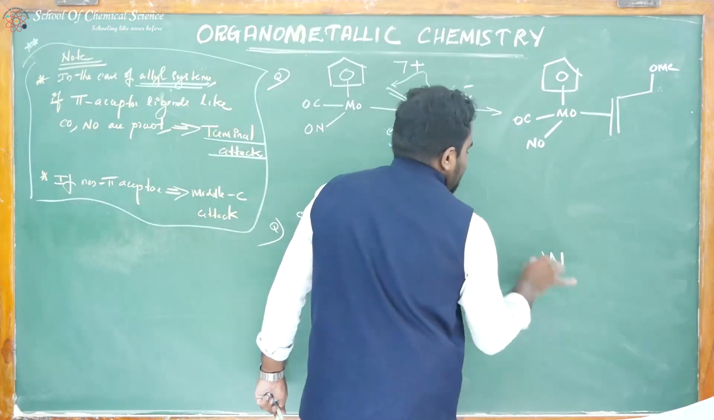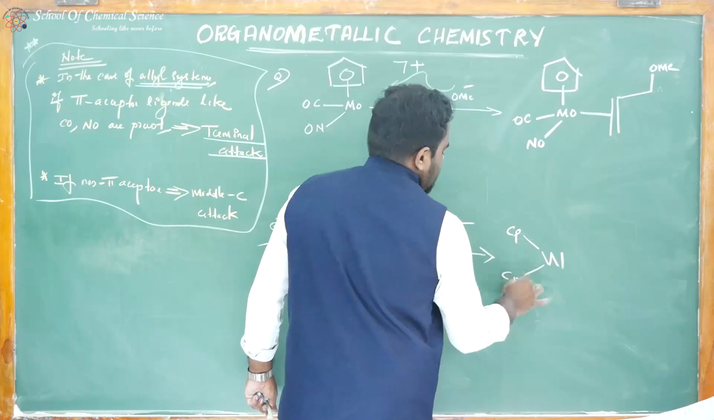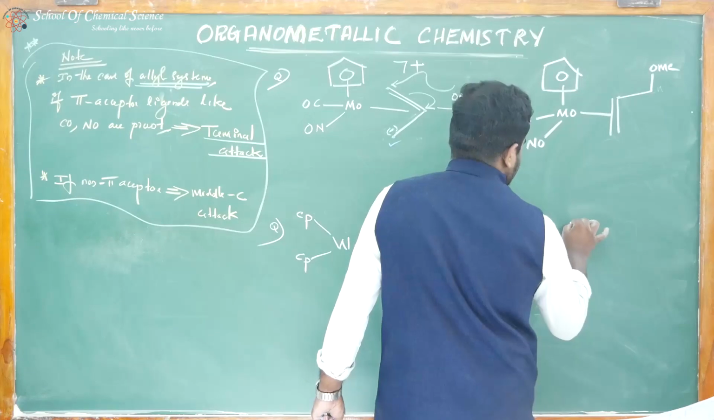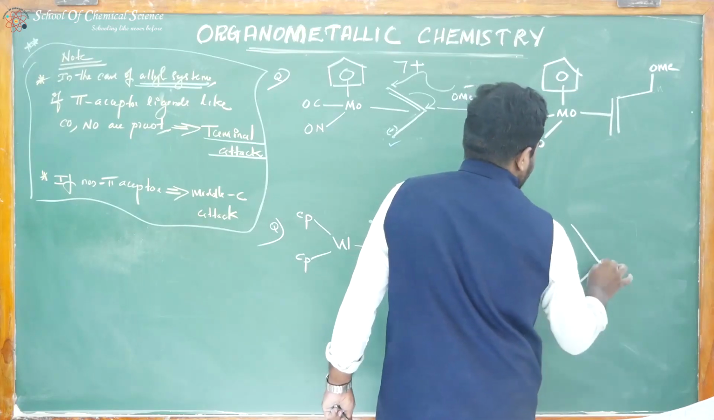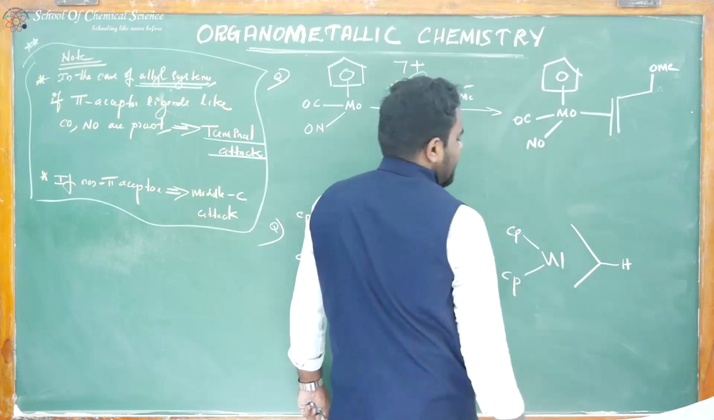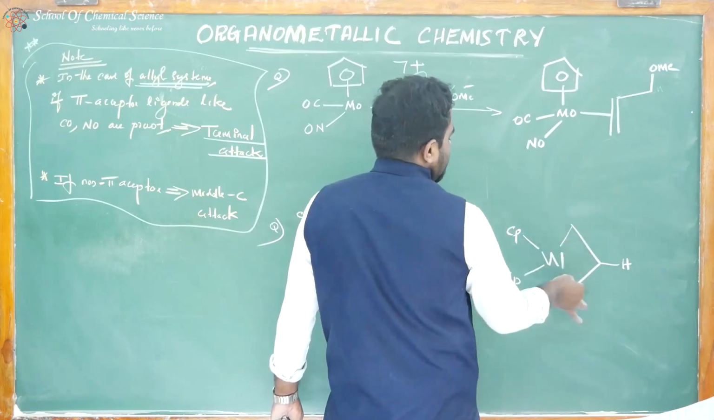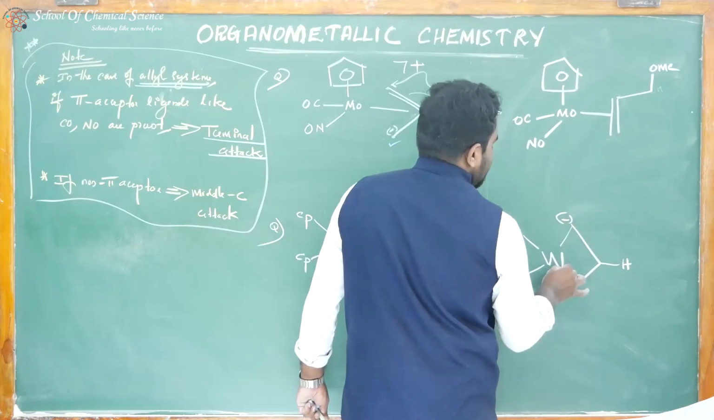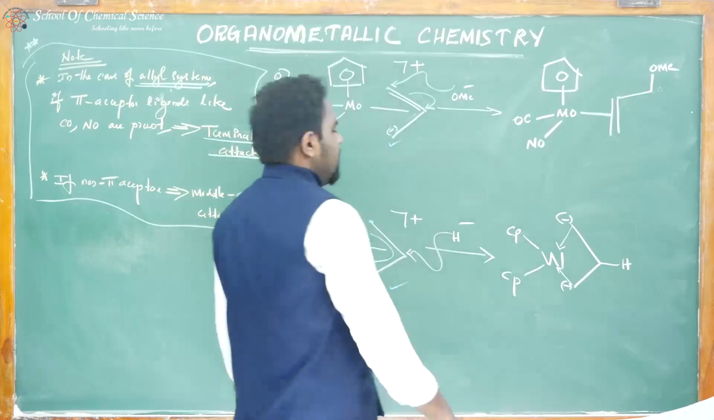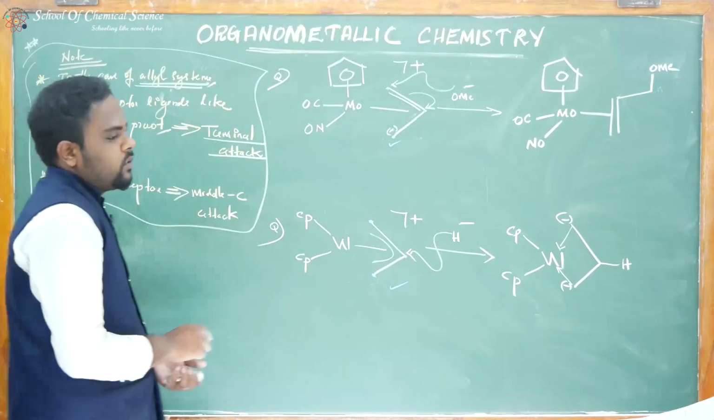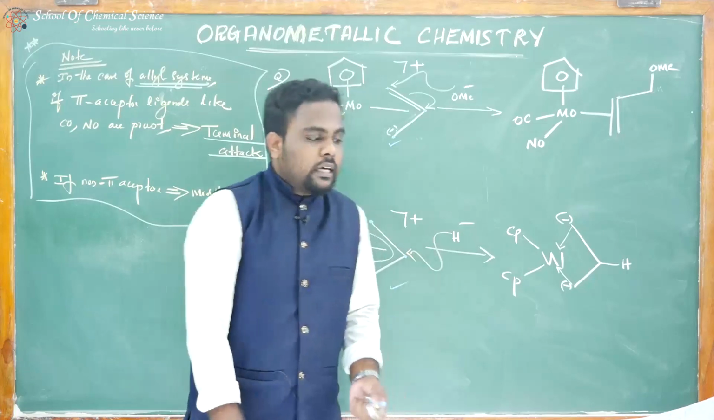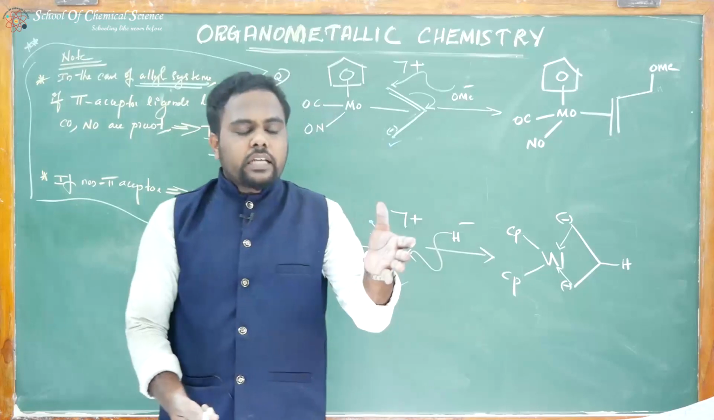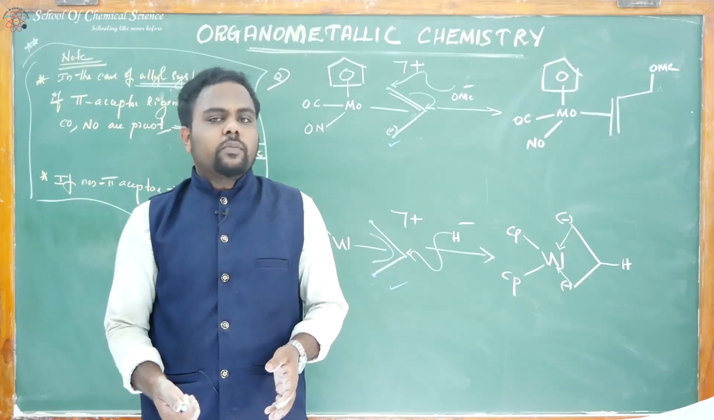And the product can be represented as W Cp, then a cyclopropyl system, hydrogen, the nucleophile attacks at this carbon, and this will be your product. Here a negative charge, that will be coordinated to the metal. That's a representation of the product. So that's all about the nucleophilic attack reactions of metal alkene. Reactions will be based on the Davies-Green-Mingos rule.